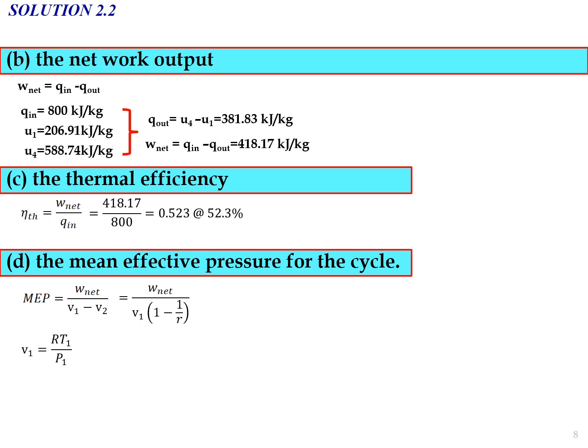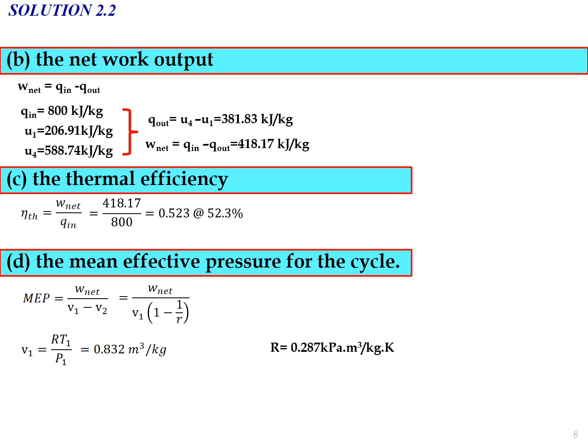If we rearrange the PV = RT formula, we will get the equation for V1, which is equal to R gas constant multiplied by T1 divided by P1. T1 is already given, P1 is already given, and the R gas constant is normally given, which for air, R is equal to 0.287 kilopascal meter cubed per kg Kelvin.